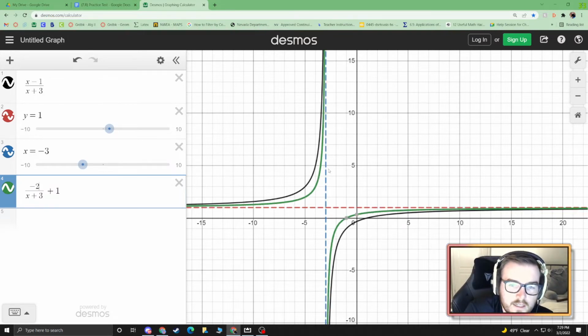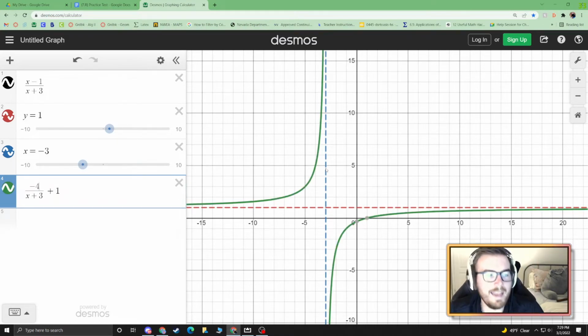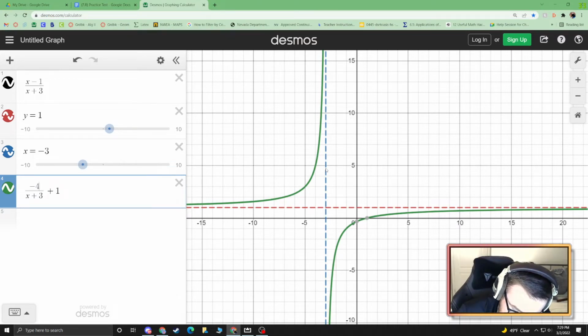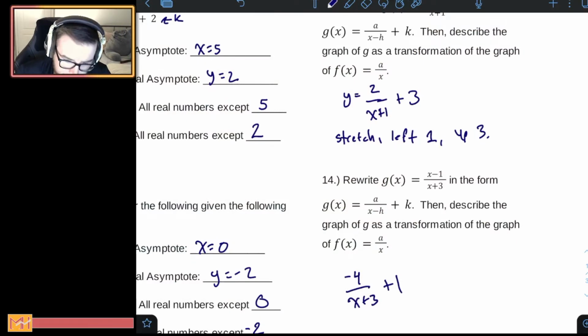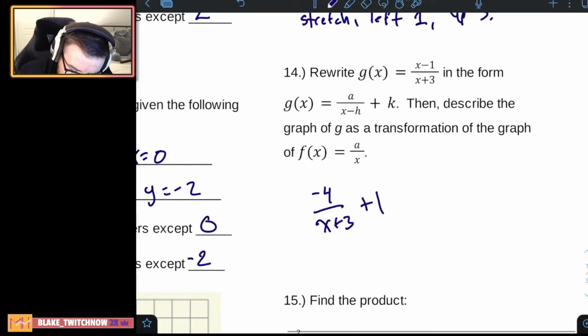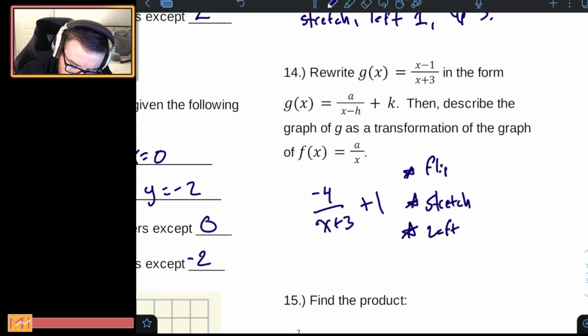So again, we just tinker. Is it a 2? Is it a 3? Is it a 4? Is it a 5? I think you just saw it, right? It was 4. So negative 4 over x plus 3 plus 1. So I'm going to go ahead and write that down as well. All right. So what happened here was a flip and a stretch and a left 3 and an up 1.